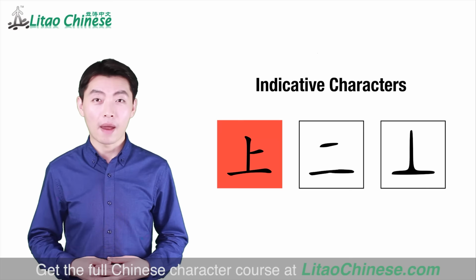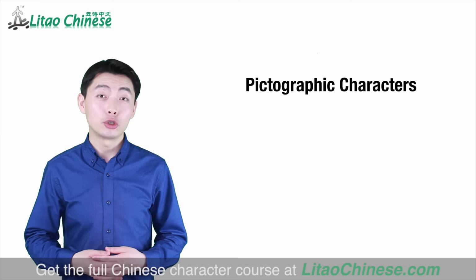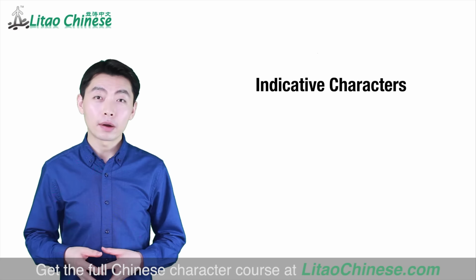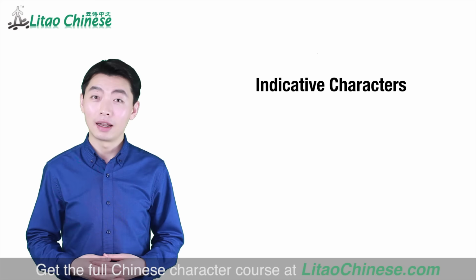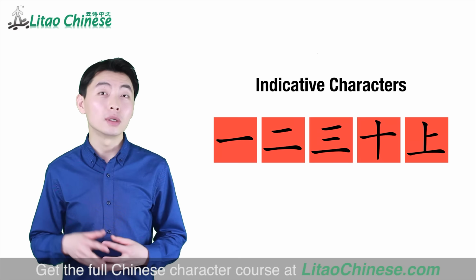So far, we have learned two types of Chinese characters. Pictographic characters were originally made by drawing the rough shape of concrete things and objects, such as 工, 土, 王. Indicative characters were made by some symbols to indicate abstract meanings, like 一, 二, 三, 十, 上. There are another two types of Chinese characters. We are going to learn them in our future lessons.